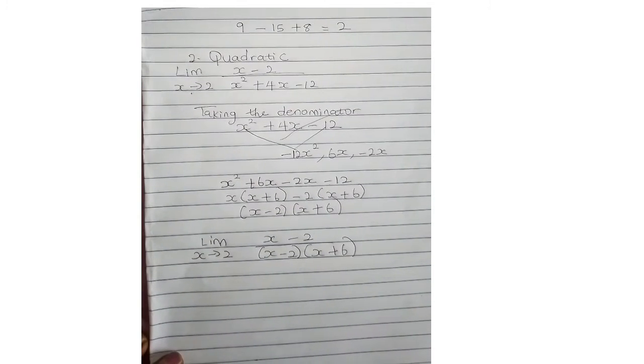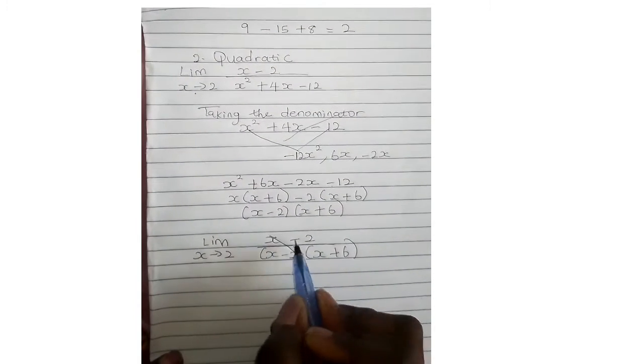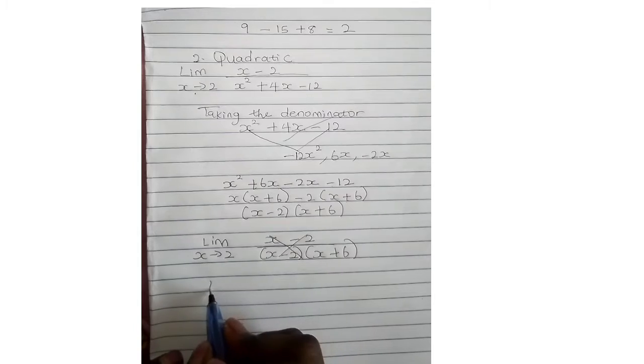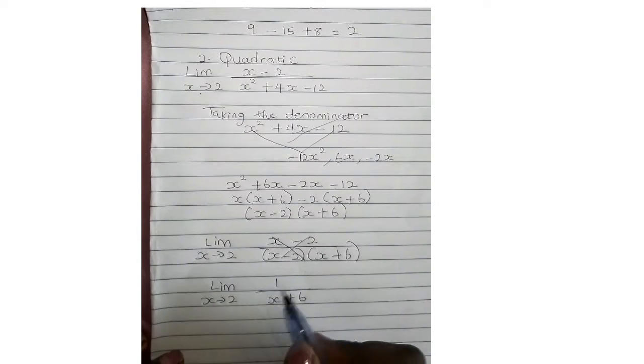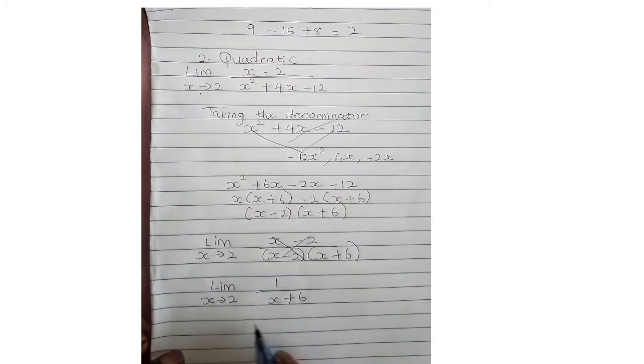Now this and this are going to cancel out. So I'm going to have the limit as x approaches 2 of 1 over x plus 6. To find the limit, wherever we see x, we put 2. So we have 1 over 2 plus 6, which gives us 1 over 8. So this is the answer when you have a question involving quadratic. This is the method you use to solve.